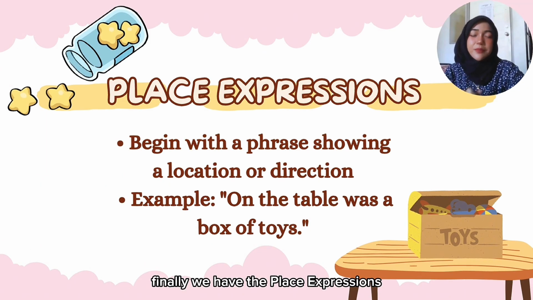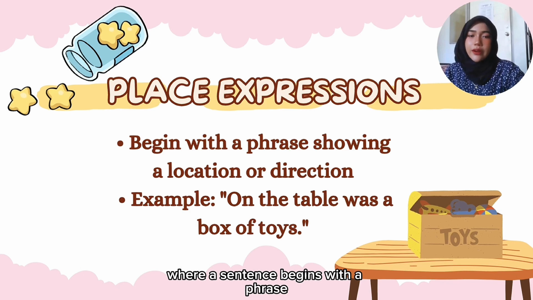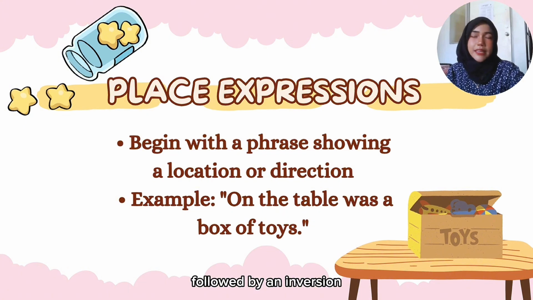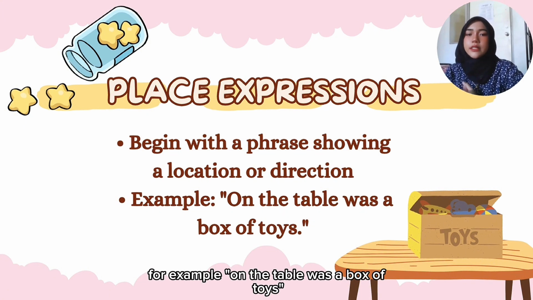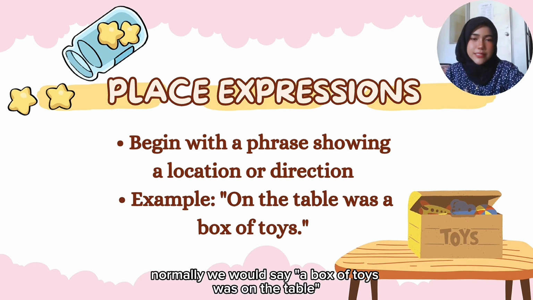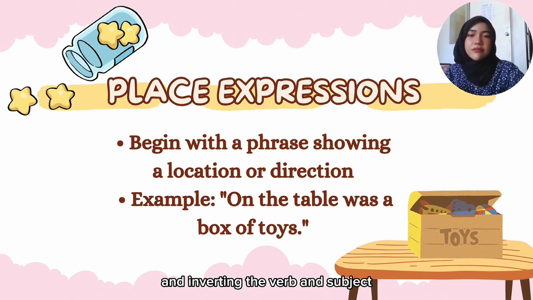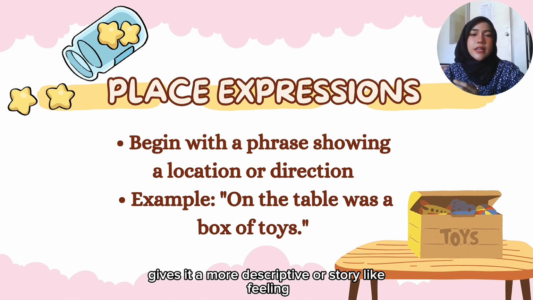Finally, we have the place expressions, where a sentence begins with a phrase showing a location or direction, followed by an inversion. For example, on the table was a box of toys. Normally, we would say a box of toys was on the table, but starting with the place phrase and inverting the verb and subject gives it a more descriptive or story-like feeling.